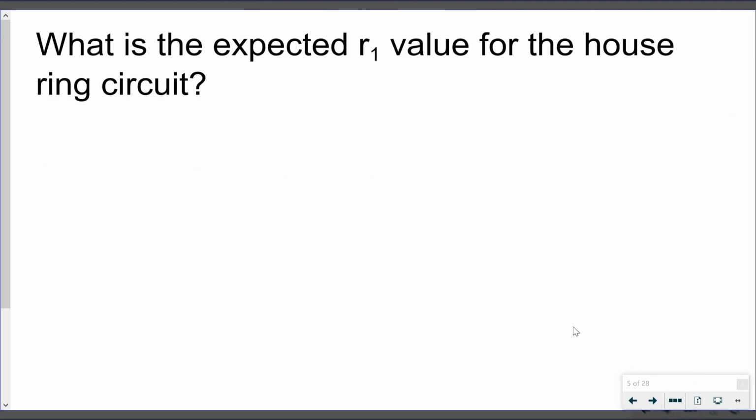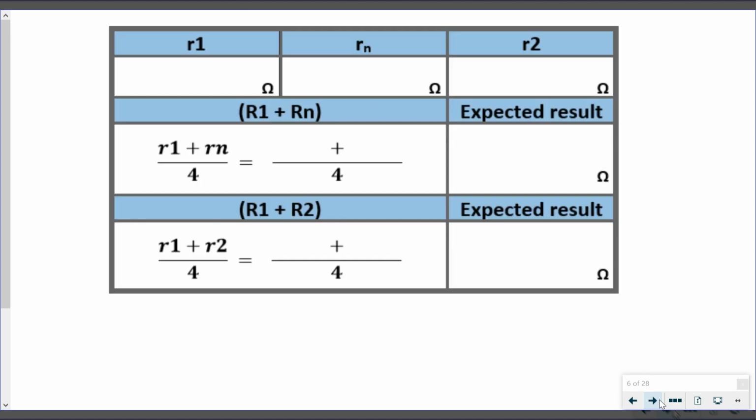The question we've got here is, what is the expected R1 value for the house ring circuit? As soon as I see a ring continuity type question come up, the first thing I do is I create my wee table: little r1, little rn, little r2, pop in my r1 plus rn divided by 4, leave the blanks, and same for my r1 plus r2 divided by 4, leave the blanks, so that I can then plug my numbers in once I've made these initial calculations.